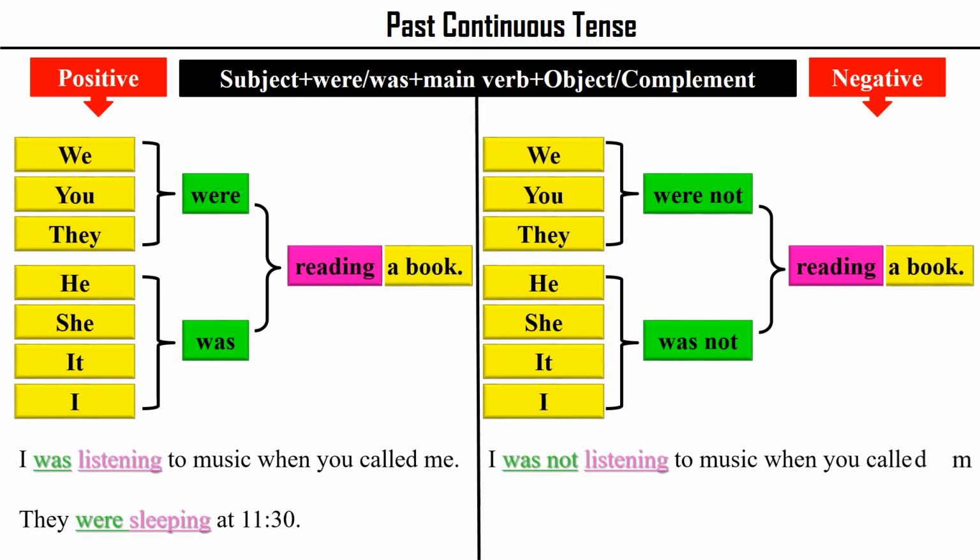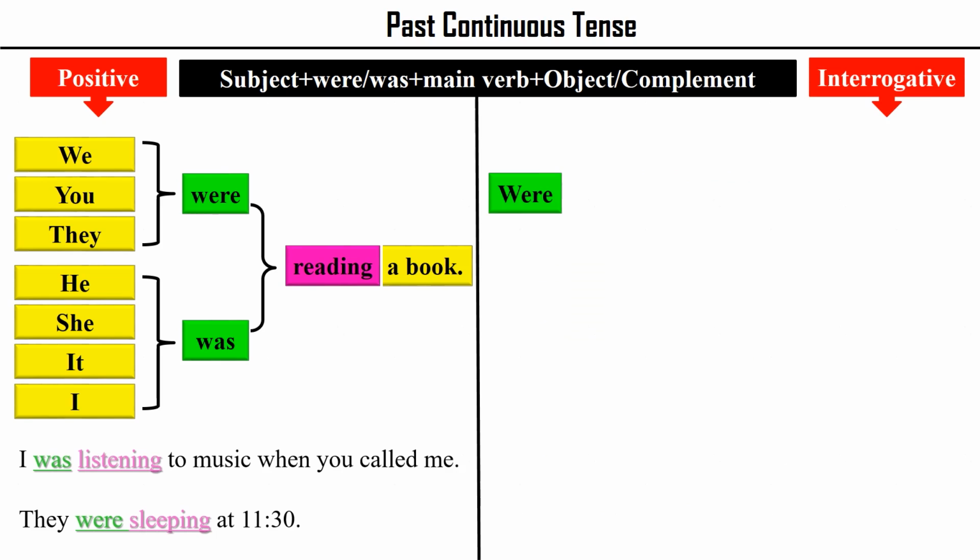Let's look at some more examples. I was not listening to music when you called me. The sentence is the negative form of I was listening to music when you called me. Or they were not sleeping at 11:30 is the negative form of they were sleeping at 11:30, etc.